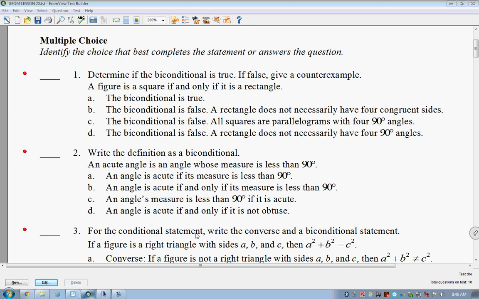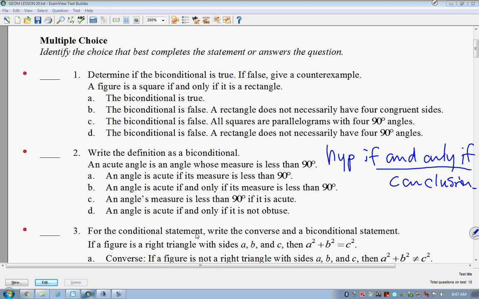Right, and we could look at the converse of it and say, if an angle measures less than 90 degrees, then it is an acute angle, right? Are both of those statements true? Okay, so the conditional statement and its converse are true, so we should be able to write a biconditional statement. Remember, my biconditional statement goes hypothesis, if and only if conclusion. That's how I know it's a biconditional. It has if and only if in the middle.